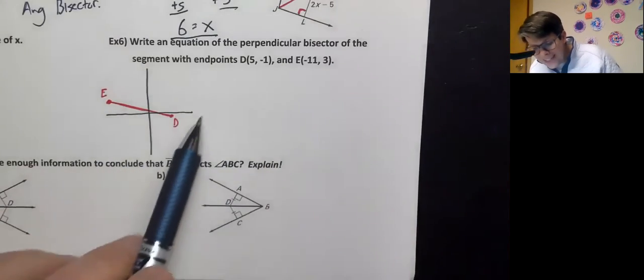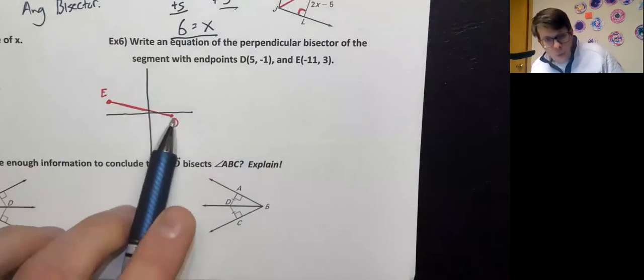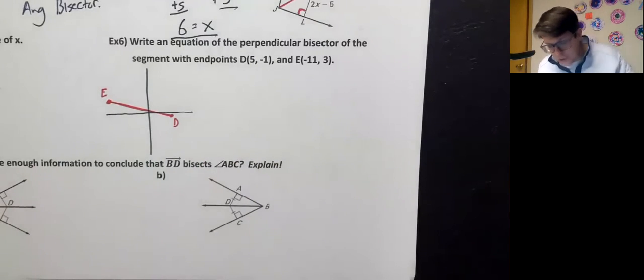So we've got our 2 points D and E. D is at 5, -1, and E is at -11, 3. I've roughly graphed them out so I can kind of show you. And you don't have to draw them if you don't want to, but you do need to make sure you remember some of the work.